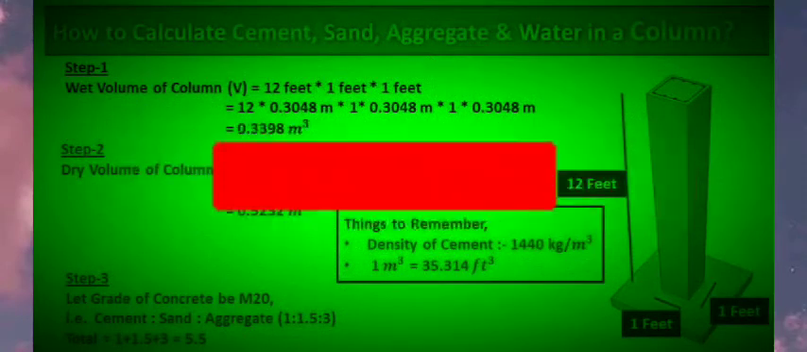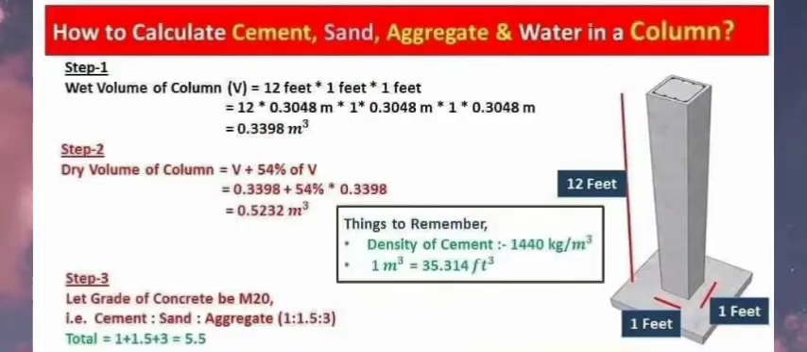Today we will see how to calculate the quantity of cement, sand, aggregate and water required to cast a particular column. Let us take an example of a column which has a height of 12 feet and breadth and width of 1 foot and 1 foot. So first we need to calculate the wet volume of the column.